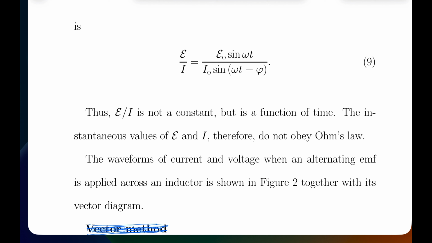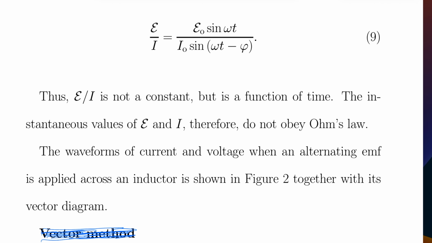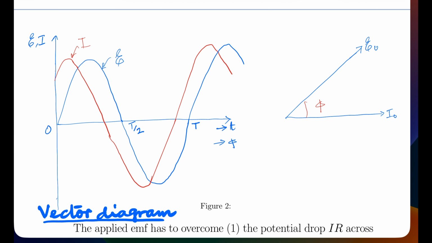Ohm's law में क्या होता है? E upon I constant रहता है. यहाँ हम देख रहे हैं कि टाइम का फंक्शन है, so this is not a constant. Therefore, the current flow through AC circuit containing L and R does not obey Ohm's law. The current and voltage waveforms when an alternating EMF is applied across a series LR circuit is shown in figure 2 with its vector diagram. We see that the current lags behind the applied EMF by certain angle.